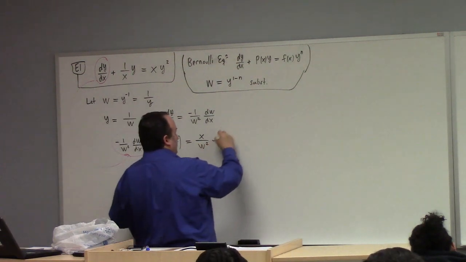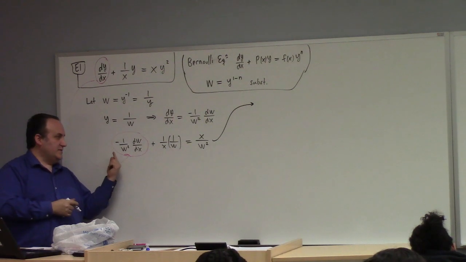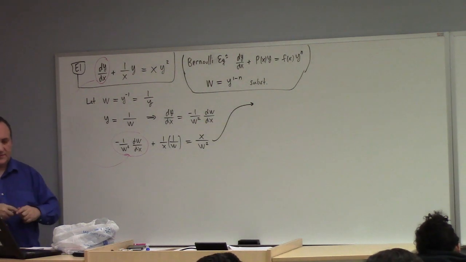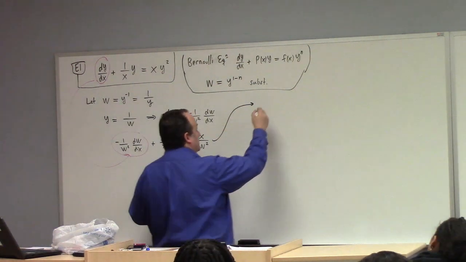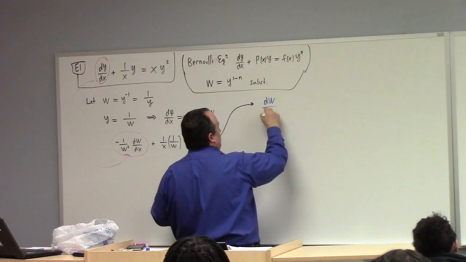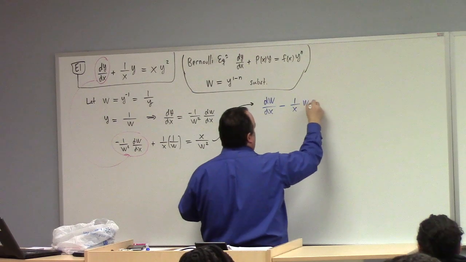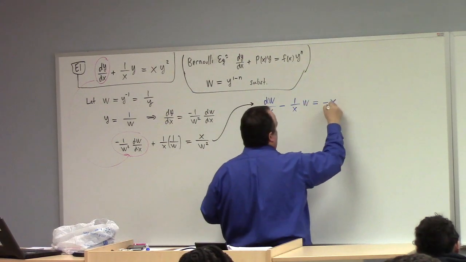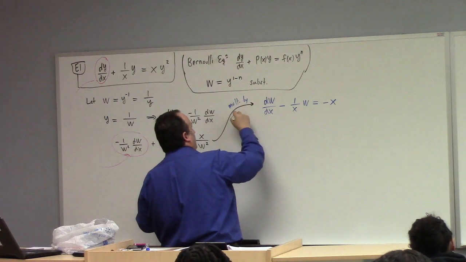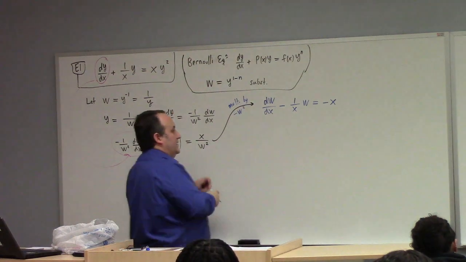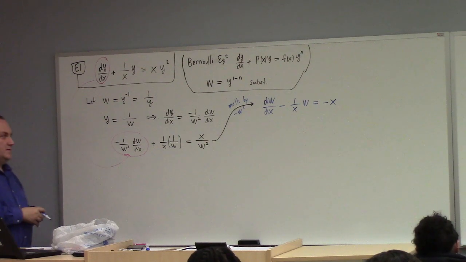So we take this differential equation we got to, and what do you guys think we should do to this? What should we do? I multiply by w squared. I like that. I'm going to add a minus to your prescription here. So dw dx minus 1 over x times w is equal to minus x. So I multiplied by minus w squared, all right? Now we have a first-order differential equation in standard form.